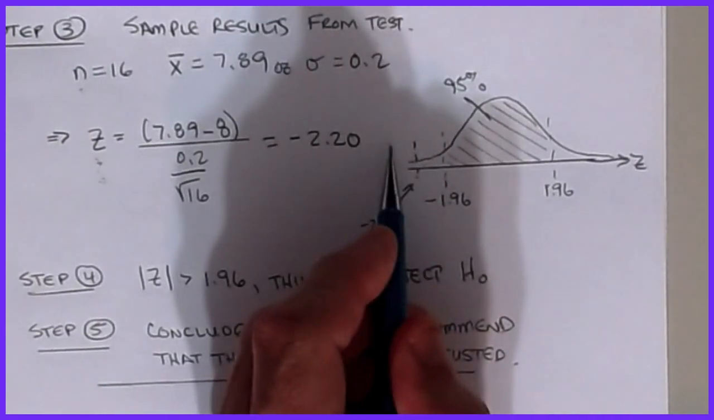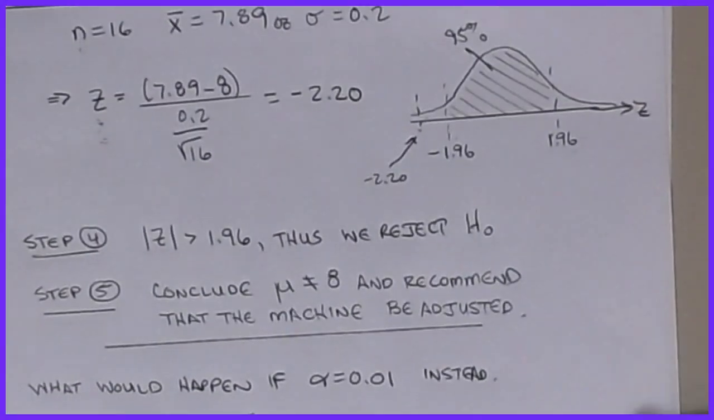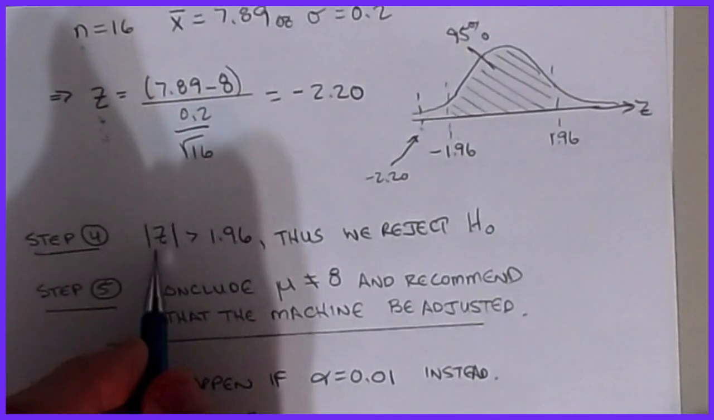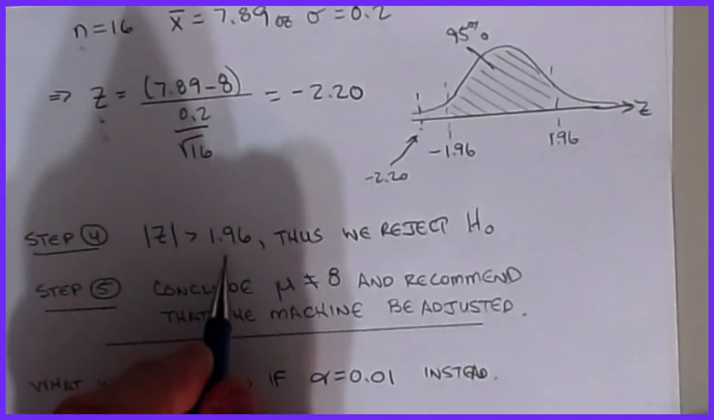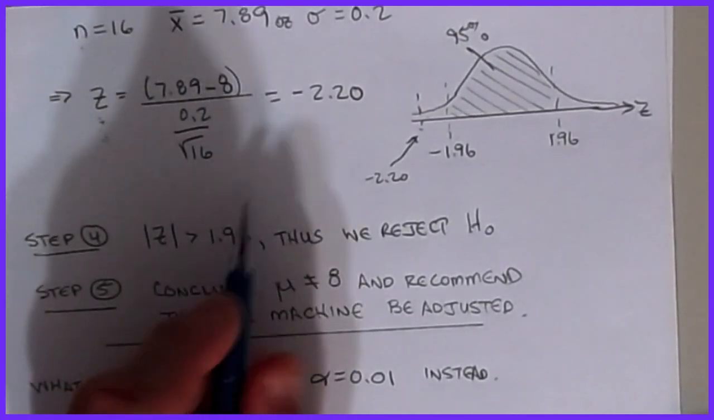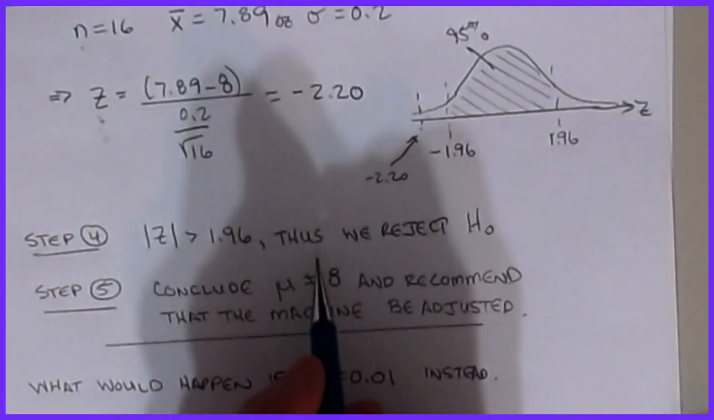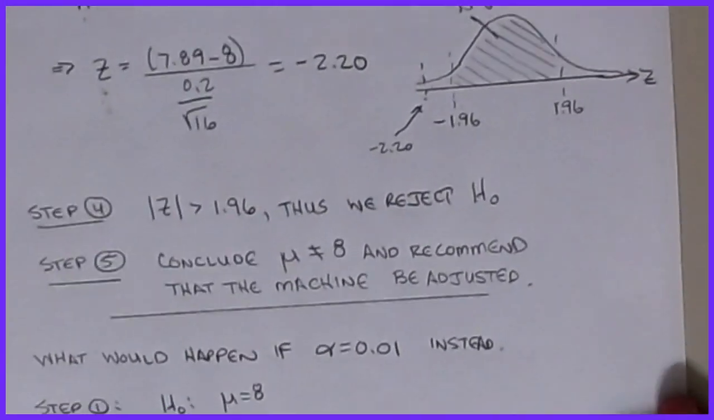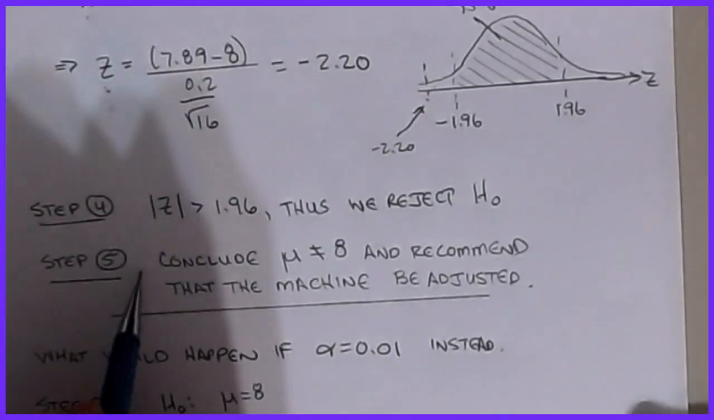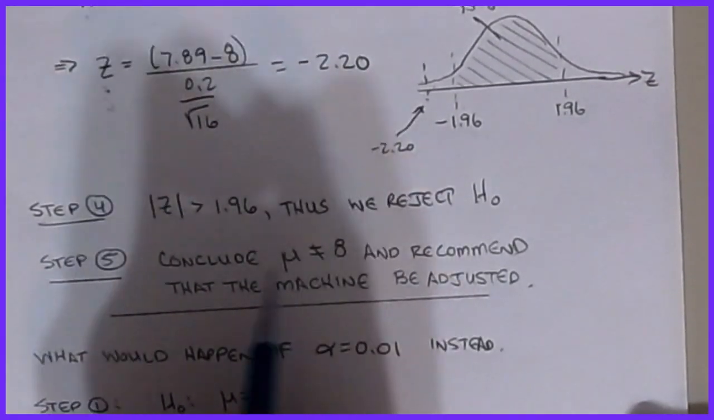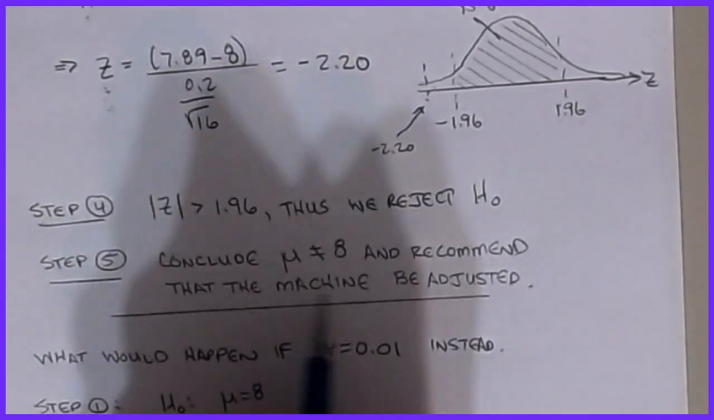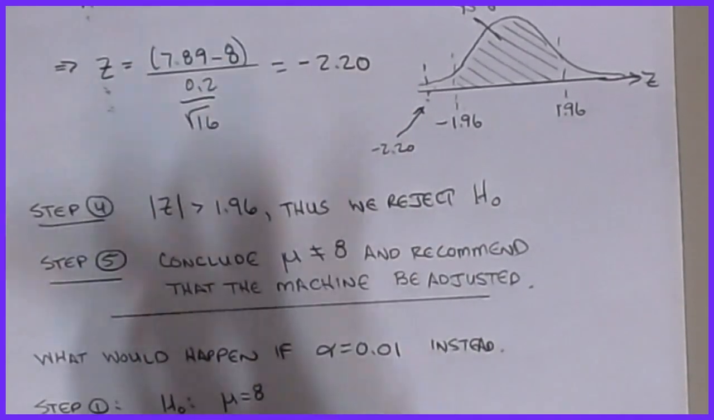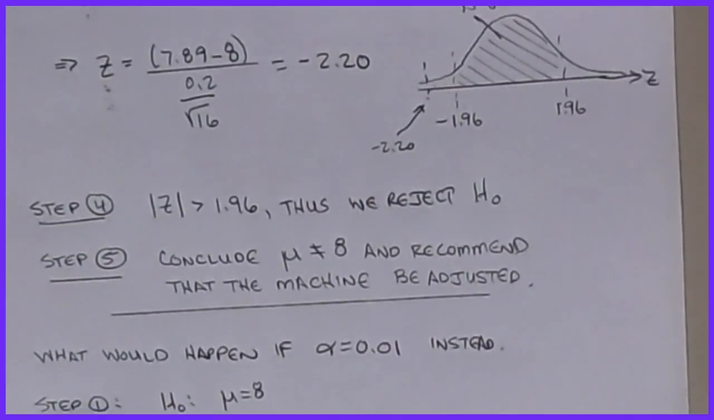We're out in the rejection region. So that's our step 4. Our decision is that the absolute value of z is greater than 1.96. It was actually 2.2. Thus, we reject the null hypothesis. Now we make a conclusion based off of this: we conclude that mu is not equal to 8. And thus, I would recommend that this machine needs to be adjusted based off of that 95% confidence interval. But let's go a little bit further.